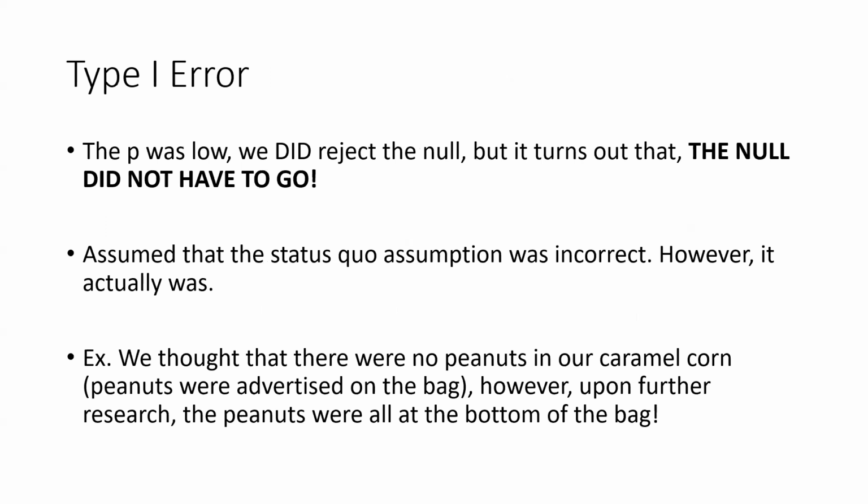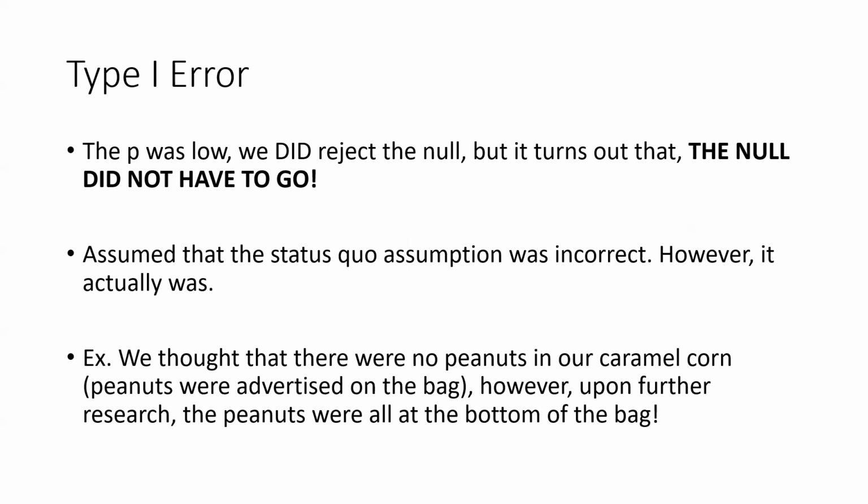So a type 1 error is when the P was low and we did reject the null hypothesis, but it turns out the null did not have to go. So we assumed that the status quo assumption was incorrect. However, it actually was. So here's an example. We thought that there were no peanuts in our caramel corn, peanuts being advertised on the bag. However, upon further research, the peanuts were all at the bottom of the bag.